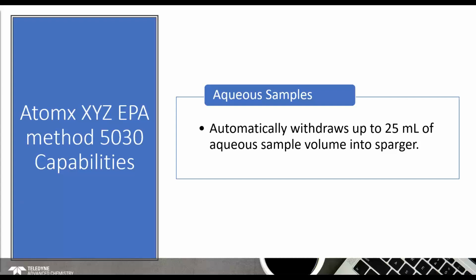The Atomic XYZ method 5030 capabilities include automatically withdrawing up to 25 milliliters of the aqueous sample volume into the sparger.